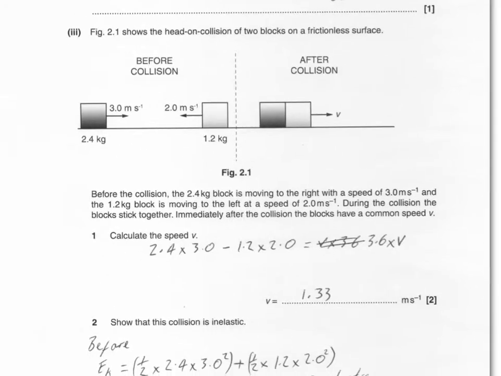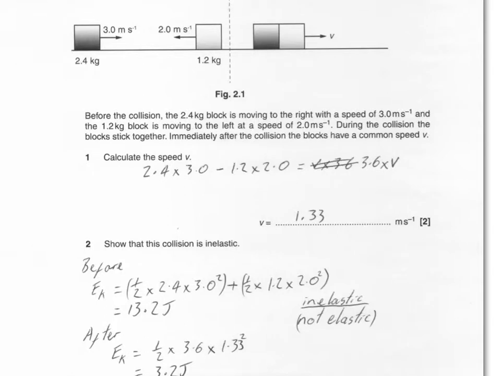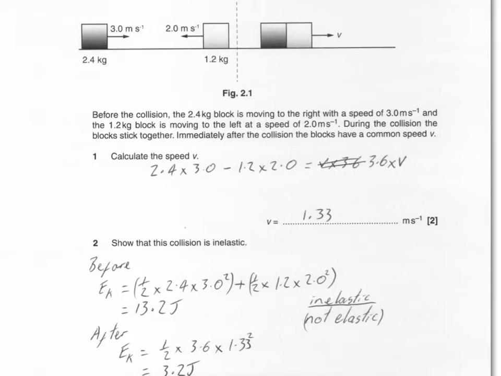So just go back. You can see those 2 objects, 2.4 kilograms and 3 meters per second, 1.2 kilograms and 2 meters per second. So there we are, half mv squared for the 2.4 kilogram mass, half mv squared for the 1.2 kilogram mass. Add those up and they come to 13.2 joules.